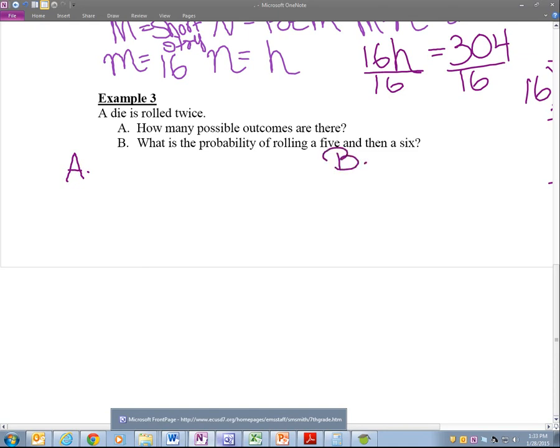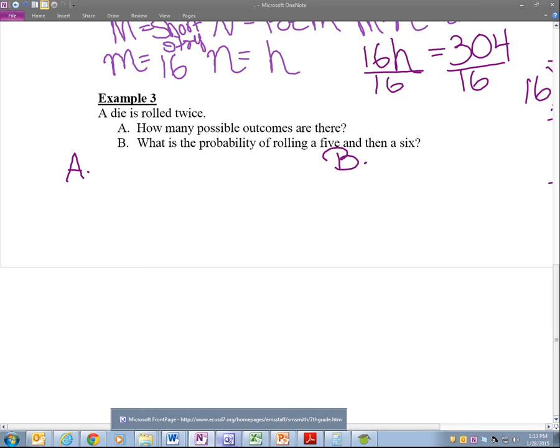All right. A die is rolled twice. Okay, it's the same die that's rolled twice. For A, how many possible outcomes are there? Now, what am I going to ask you first? What have we been doing? Okay, the meat. Yes, and what was the meat in that question?